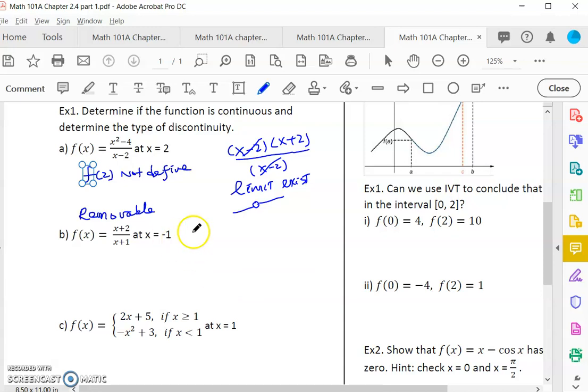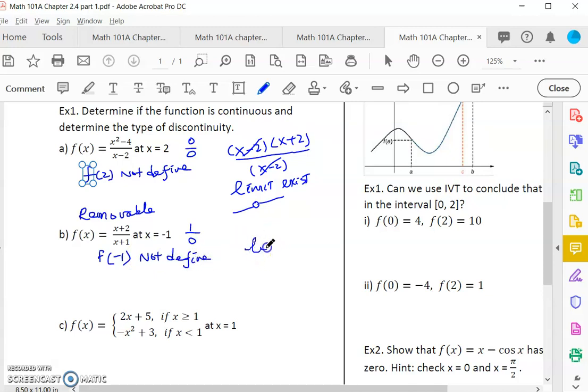So what about this one? When I plug in, you could look at it as 0 over 0, but it is not defined like that. When you plug in, it is not 0 over 0, it's 1 over 0, right? It's a k over 0 case. So in this case, what is the limit? f of negative 1 is not defined because the denominator will be 0.